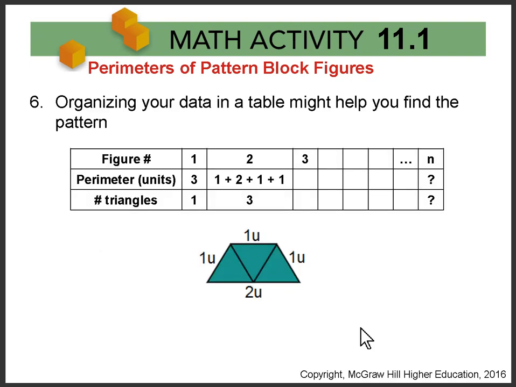It might help you find a pattern if you organize your data in a table. For example, you could make a table like this with your figure numbers, the perimeter, and the number of triangles. Notice here for the perimeter, I have it marked as 1 plus 2 plus 1 plus 1. That's in units. And here's my picture. I have 1 unit on the top, 2 units on the bottom, and 1 unit on each side. Tables often help you see patterns.